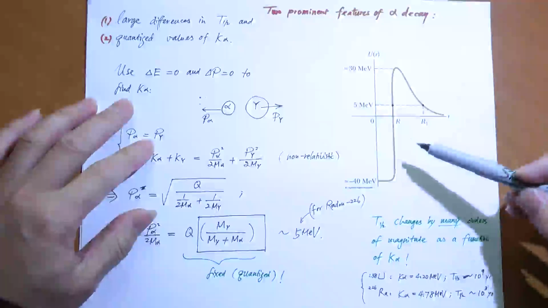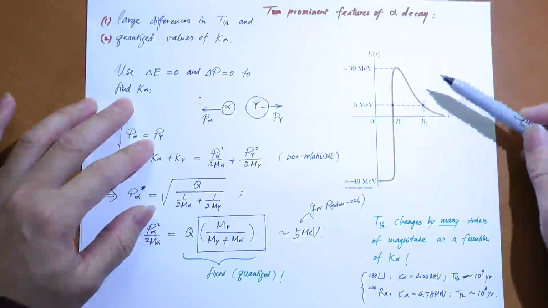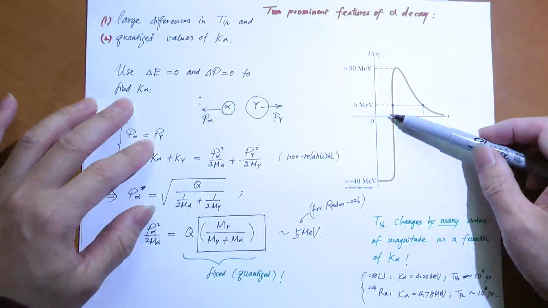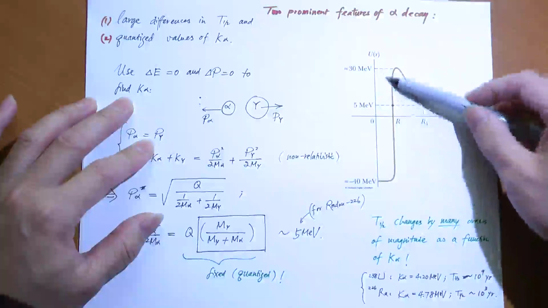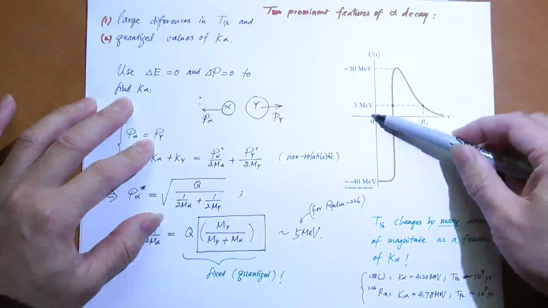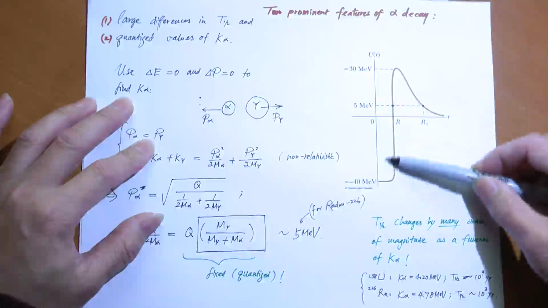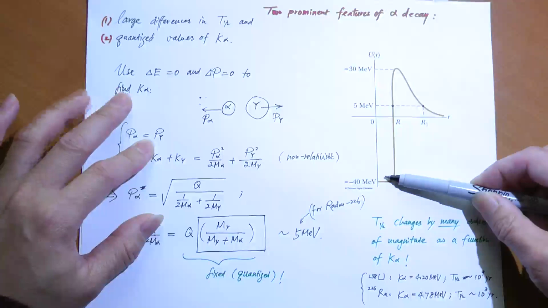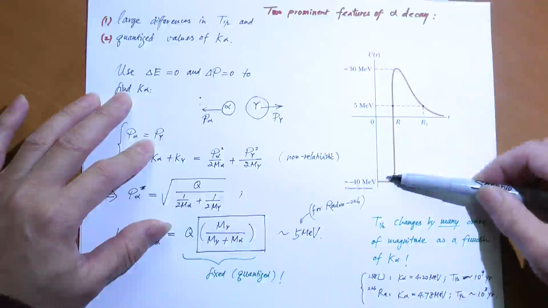This is a diagram for the potential energy of the alpha particle inside the potential well of the nucleus. This is inside the nucleus. This R is the size of the nucleus. So when you're inside the nucleus, there is a very negative potential well because of the strong nuclear attractive force. Attractive force corresponds to a negative potential energy.